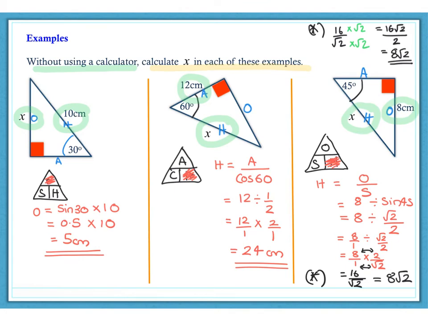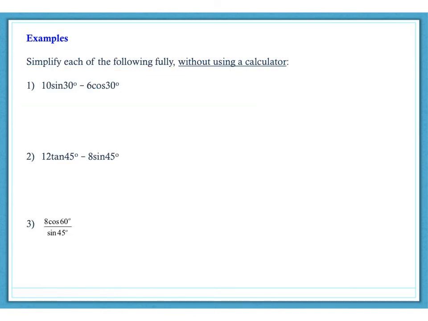You may need to go back through this third calculation as it's a little trickier than the first two. So let's look at 3 more examples. We need to simplify each of the following fully without using a calculator, making use of these exact trig values. So first of all, we have 10 sine 30. So that is 10 multiplied by sine of 30, which we know is equal to a half. Take away 6 multiplied by the cosine of 30, which we know is equal to root 3 over 2.